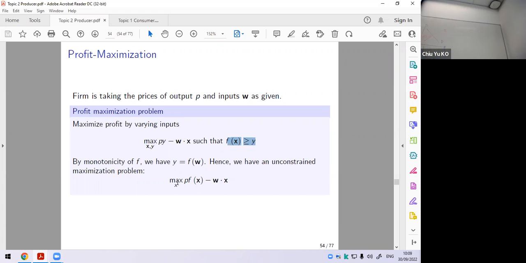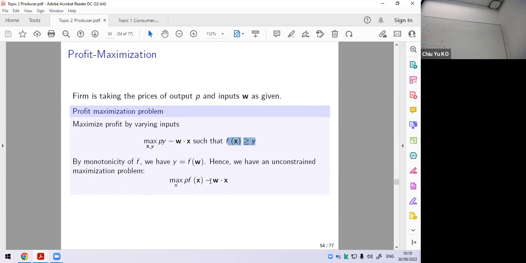Also, I think I have a small typo. This would be bold x because x is a vector. So this would be the bold font x, but I don't think you would be confused. So that means we have an unconstrained maximization problem.